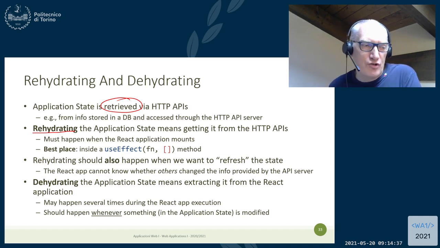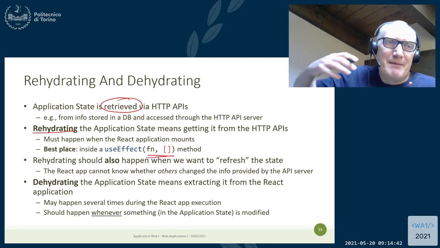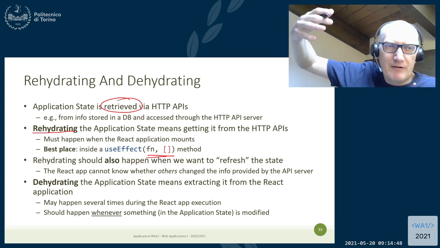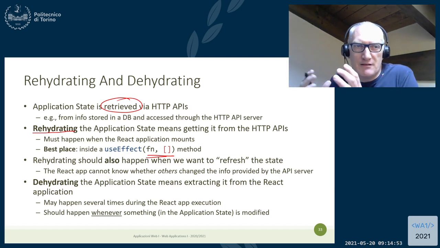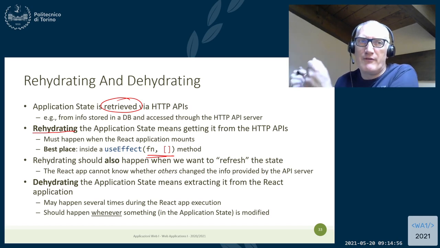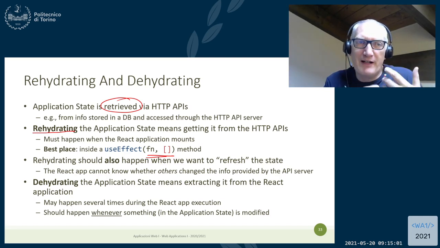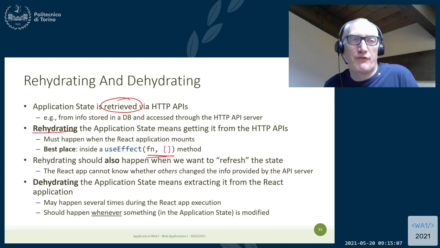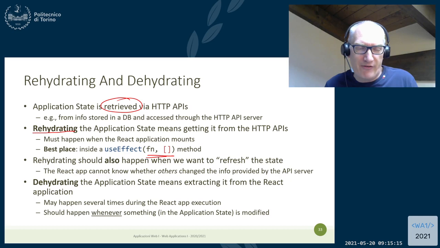And this operation should always be done at the mount of a component. Maybe for the global state, for the main state, we are doing that when we are mounting the app component, the top level component, or maybe also some intermediate component. When the component needs some state, it will ask the server for some JSON representation of this information, and it uses that for filling its own local state, which is always a copy of the server. This, of course, is mandatory to be executed at the mount time of the component, because otherwise the component doesn't have any data, cannot do anything.